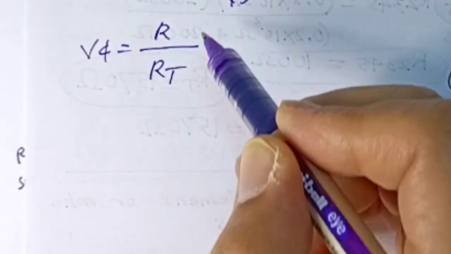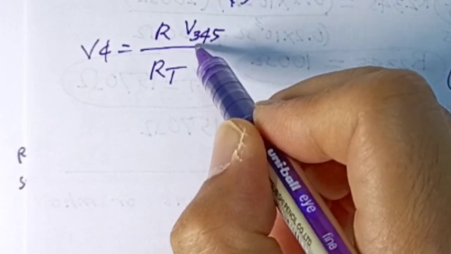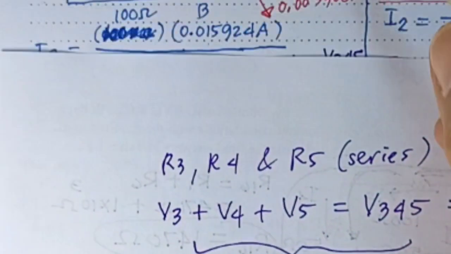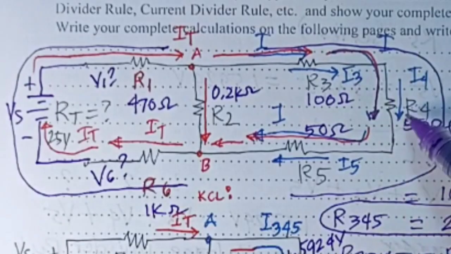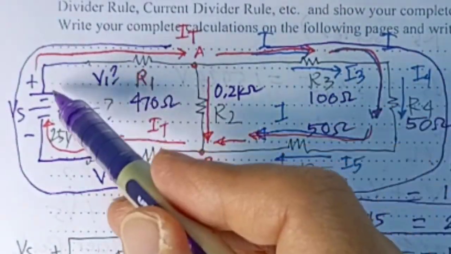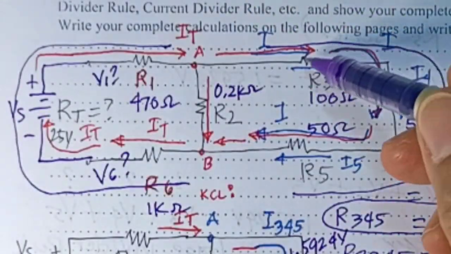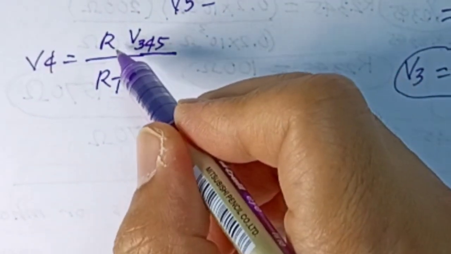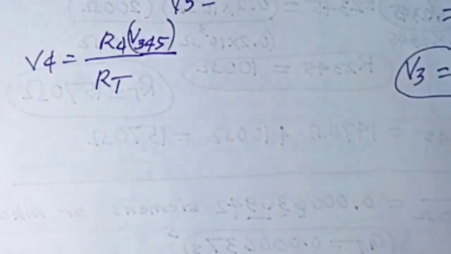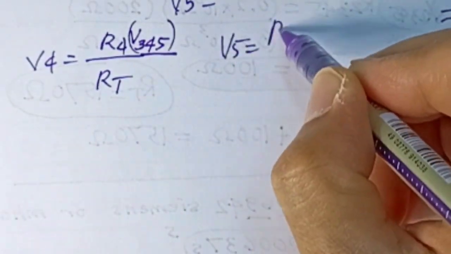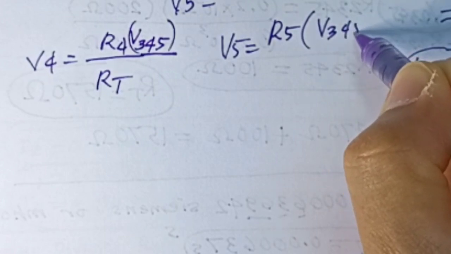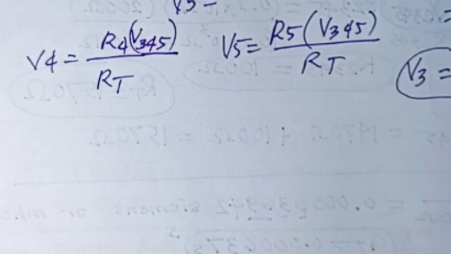Now V4 will be equal to the same, R over R total multiplied by V345. I cannot write Vs because we're considering only the 3 resistors over here, R3, R4, and R5. It's like a separate series circuit. That's why I cannot use the Vs, because we are analyzing R3, R4, and R5. So we will have R4 multiplied with V345. And for V5, the same: R5 multiplied with V345 over the R total.